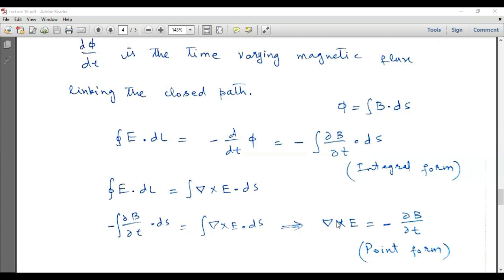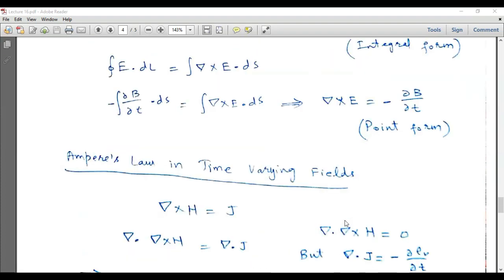For steady or static fields, the curl of the electric field was equal to 0, but for time varying fields, del cross E is equal to minus partial B over partial t. This is the modified Maxwell's equation in point form, and the integral form of this Maxwell's equation will also be discussed later.